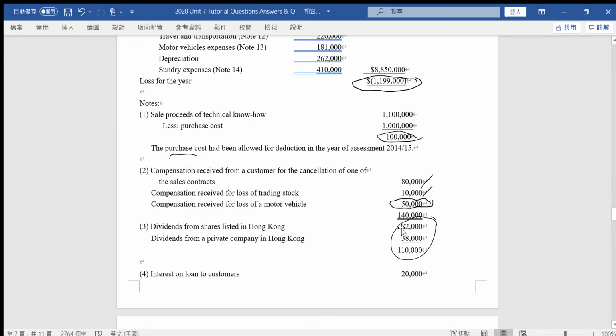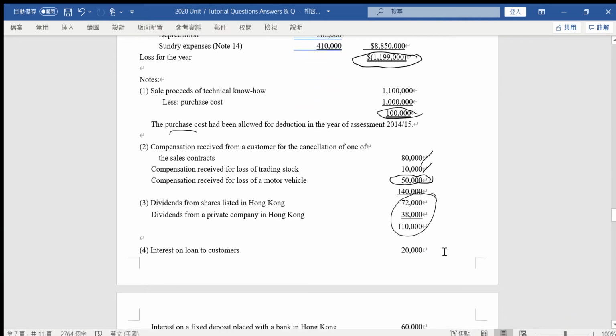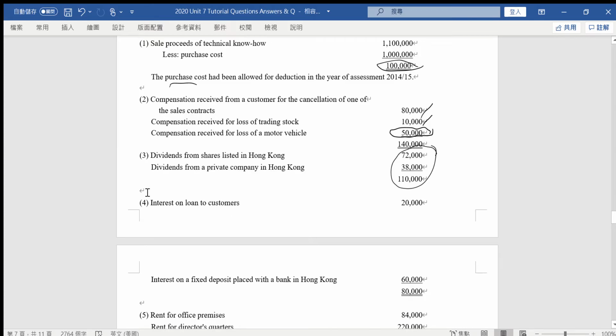This 110,000, but the company has already included this dividend as one of the income. That's why we need to exclude it. Exclude. That's why we need to deduct, okay? And then the interest received, and that is about Note 4, 80,000. Okay, for this one, that will be the interest on the loan to our customer, 20,000, and then interest on the fixed deposit with a bank in Hong Kong.